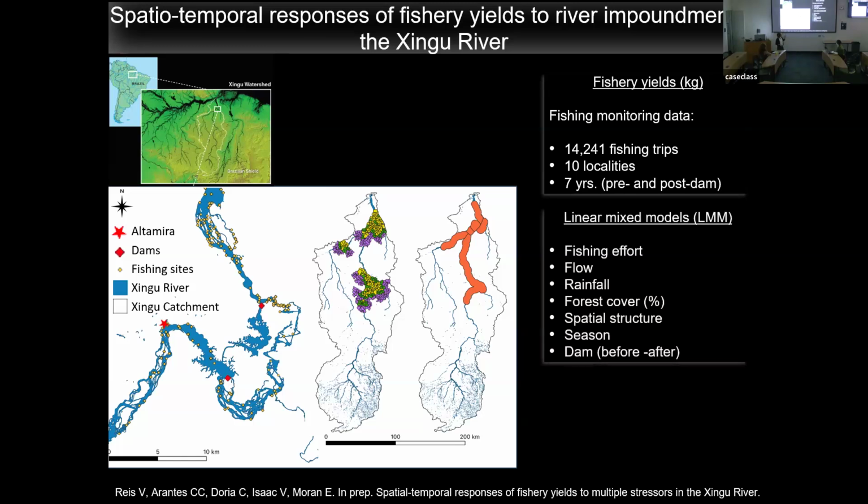So in terms of analysis, what we did was to model the responses of fishery yields to the dams, as well as to a number of other variables that are known to influence fish yields or that are known to be influenced by the dams, right? So they are listed there, and we did these at different scales. So it's a multi-scale analysis. We have a local scale that is comprised of a buffer around the fishing sites, and we also have regional scales that are comprised of catchment areas.